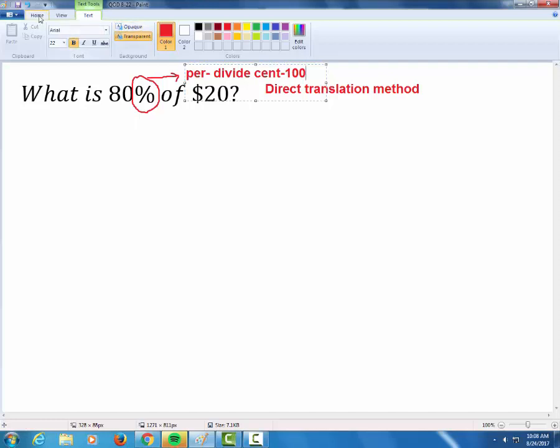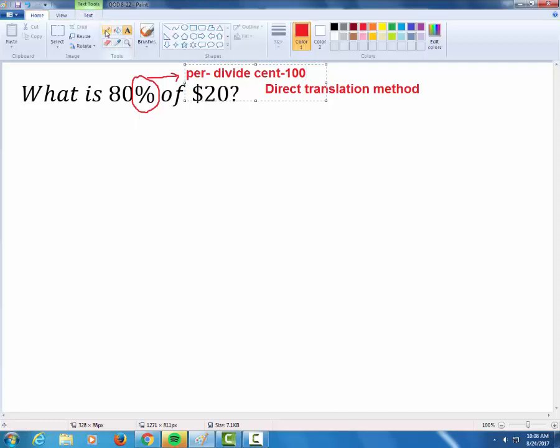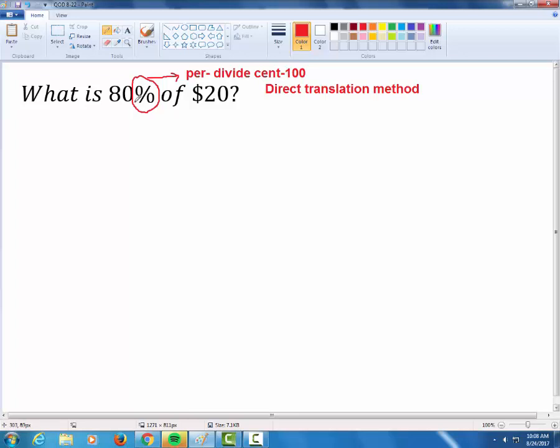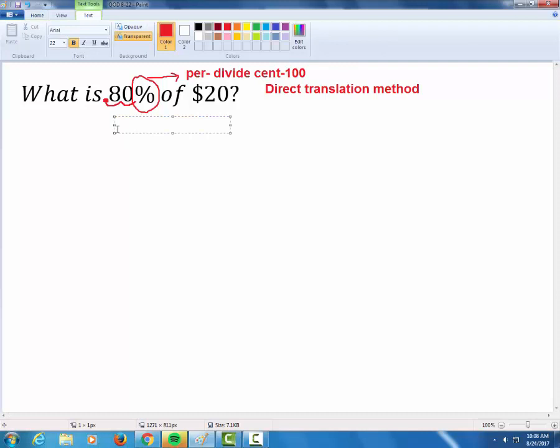So here's what we're going to do. We're going to start the decimal place where it's at. We don't see it, so it's at the back of the number. And we're going to jump it once, twice. Because we divided by 100, which has 2 zeros, we are going to lose 2 decimal places when we do the division here. So now I've just translated the percent sign, what it means. It means divide by 100, and I did that, dividing by 100. So now that means 80% is the same as 0.8.